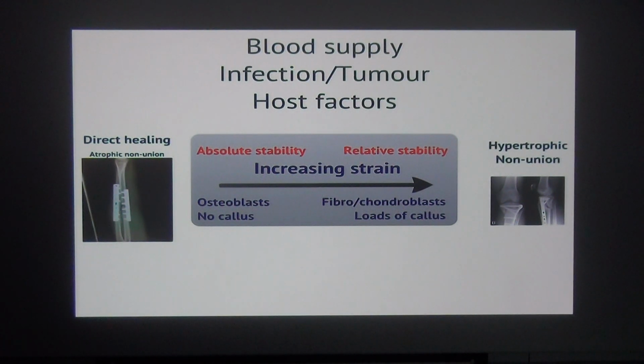Don't forget blood supply. Any of those modes of healing, they all require blood supply. For a callus, you've got to get into the haematoma, haven't you? You've got to get blood supply into the haematoma to bring a cell population in there. For direct healing, you've got to get new blood supply in to bring the cell population to either drive a cutting cone or drive new osteoclast-forming bone. Infection or tumour will influence fracture healing, as will host factors.